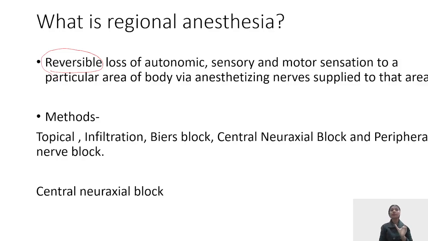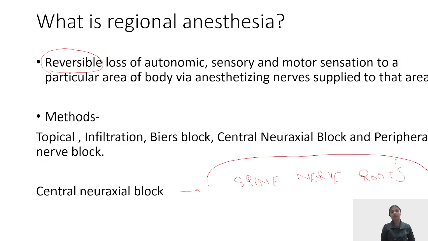When we talk specifically about the central neuraxial block, it is nothing but the block of the spinal nerves. That is your central nervous system, which is your brain and your spinal cord. So now we are going to block your spinal nerve roots. This is the target of the CNB block. Please remember this. The target of the CNB block is to block the spinal nerve roots.